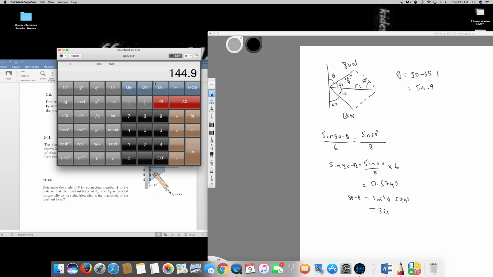Okay, 180 minus 85.1 degrees. This is going to give me 94.9 degrees. So this angle is 94.9 degrees. Since we have found this angle, it's easy to use the cosine law right now, because we know the angle opposite to the resultant force.